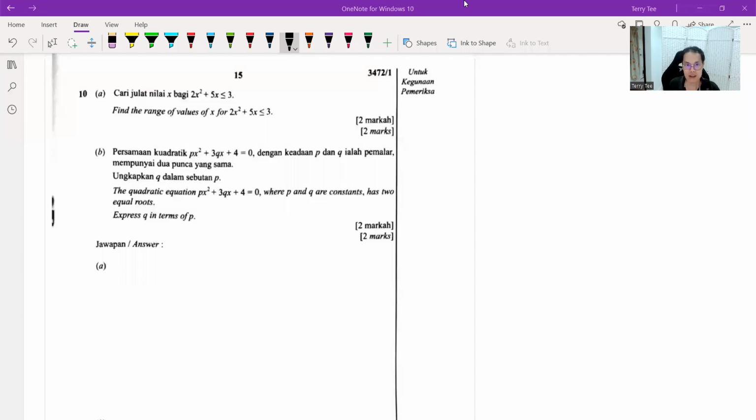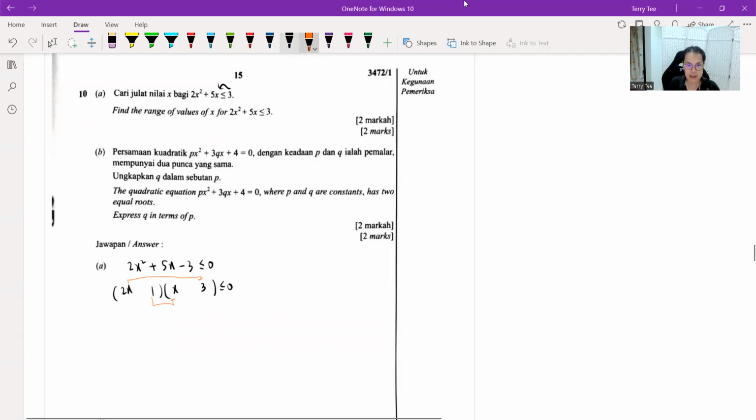Okay, number 10a, this is a quadratic function. The first part is quite easy, solving a quadratic inequality. So we have 2x squared plus 5x, the 3 I bring to the left, I got minus 3 less equals 0. Now we can double bracket factorize this. The factor 2 times 3 is 6, so I should use 6 and 1. As you can see, this is 6, this is 1. This is a plus and this is a minus.